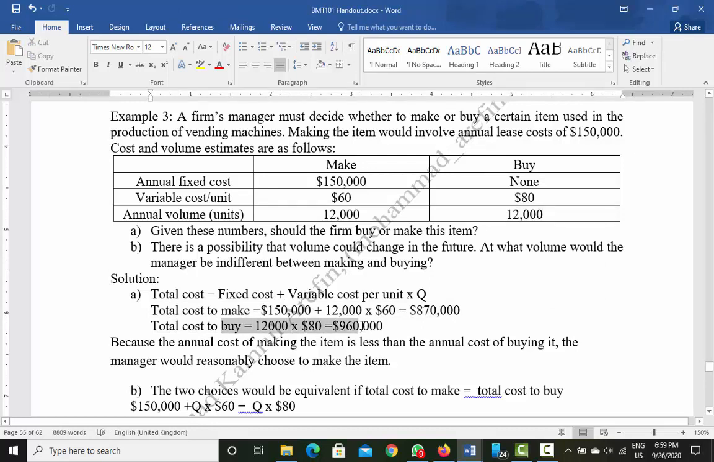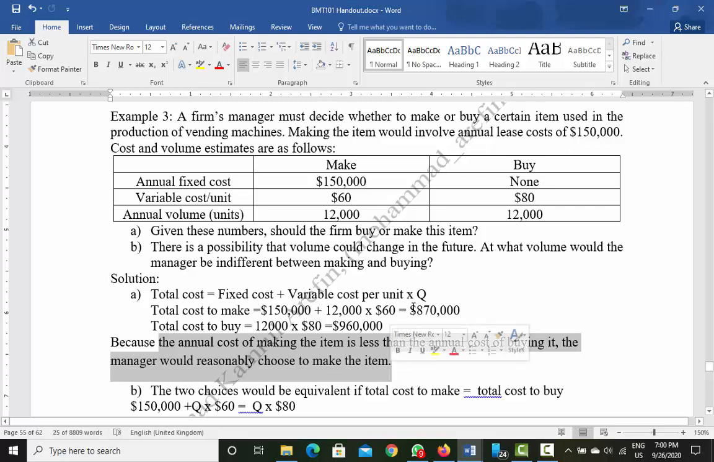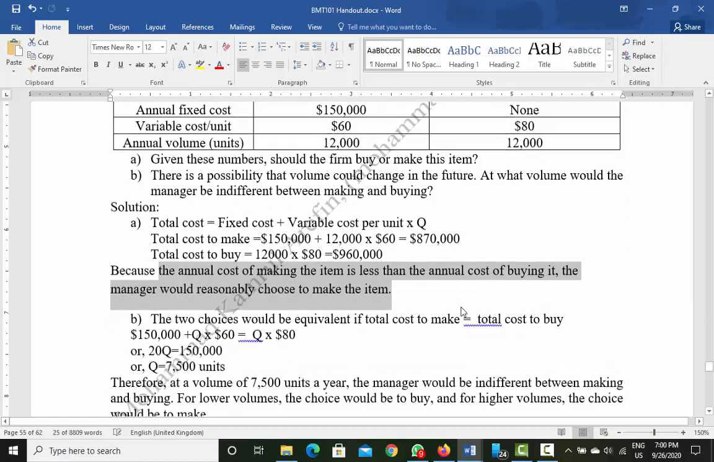So if you buy the product from outside, it will require $960,000. If instead you produce the equipment within the company, it will cost you only $870,000. Because the annual cost of making the item is less than the annual cost of buying it, the manager would reasonably choose to make the item. So the manager should make the item inside the company instead of buying it from outside.